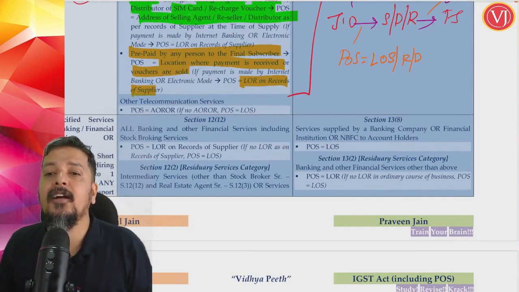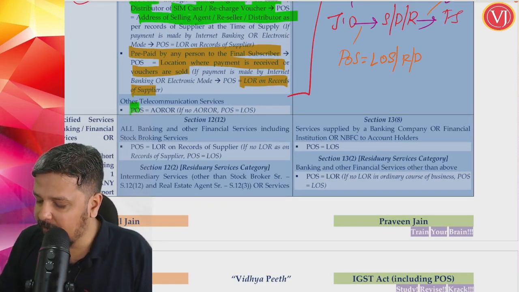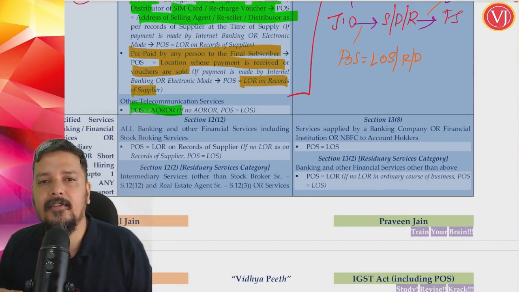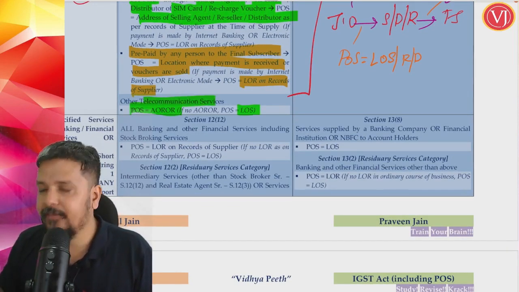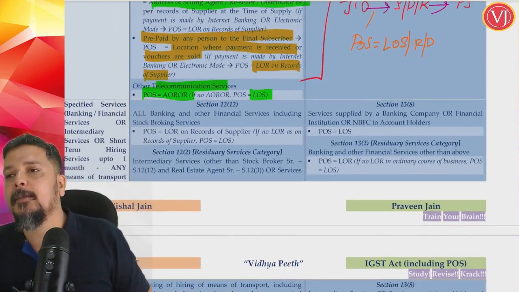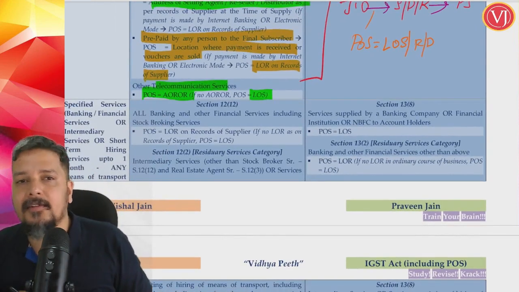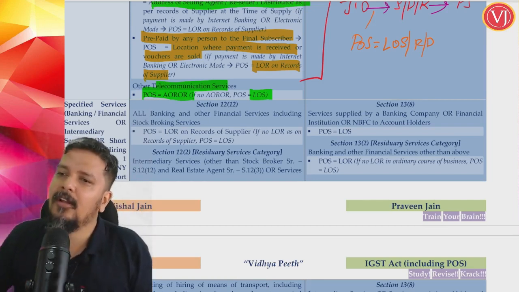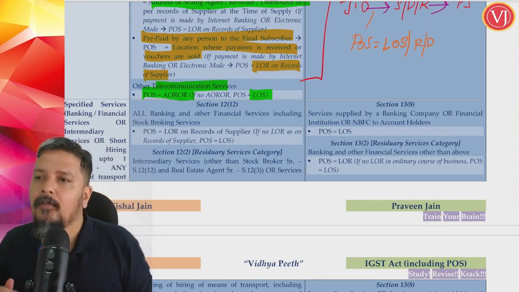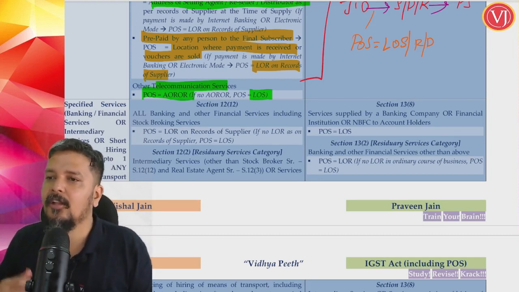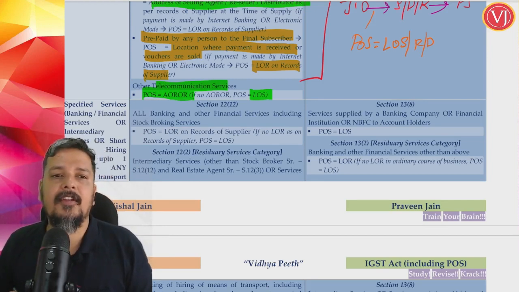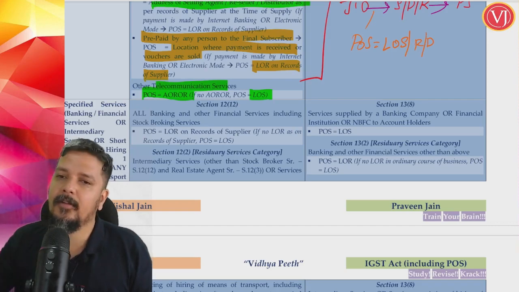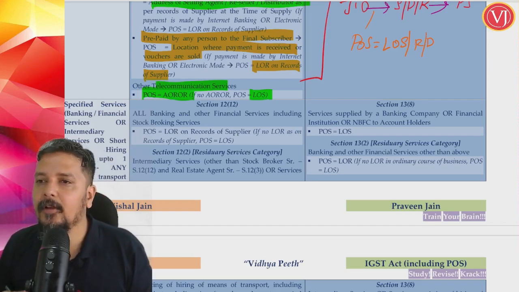Any other telecommunication services, support services. Here they are talking about support services. Place of supply is the address of the recipient on records. If not available, location of supplier. Now, when I talk about any other telecommunication services, what does it mean? Support services. You are not talking about wire services or wireless services. You have some issues in your connection, and that is a support service being given to you for which an amount is being charged. Then it is the address of the recipient on records. If not, go with the location of supplier.